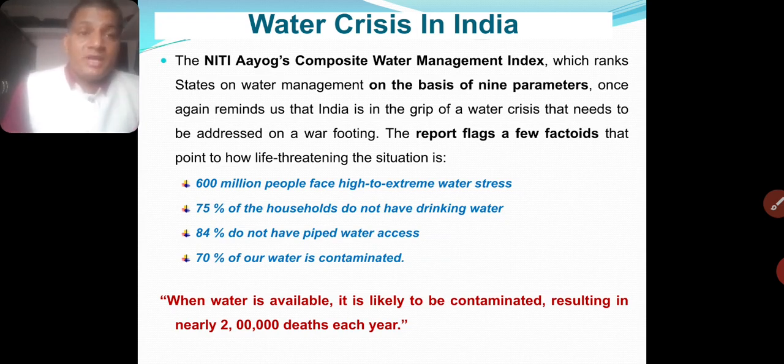84% do not have piped water access. 70% of our water is contaminated. So this is given in the Niti Aayog's Composite Water Management Index, and on this basis we have to work, and that's why the Sustainable Development Goal is working on this particular resource.